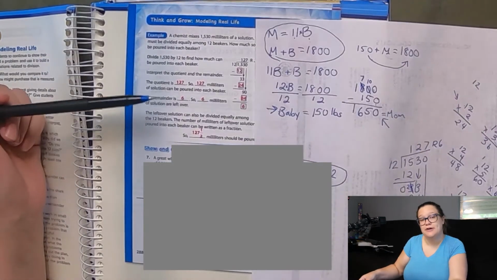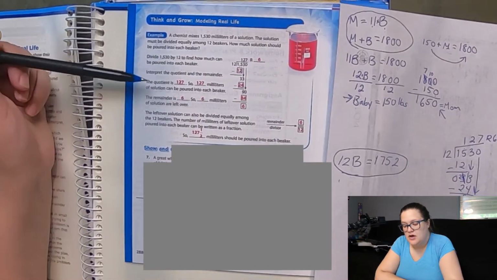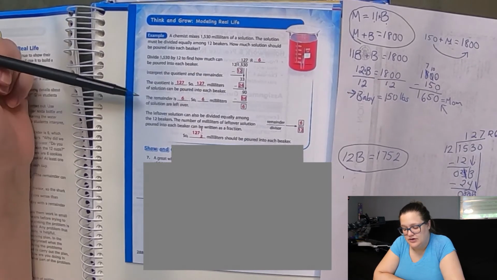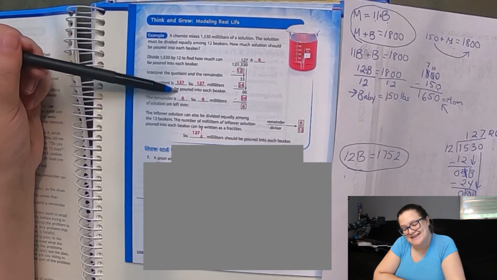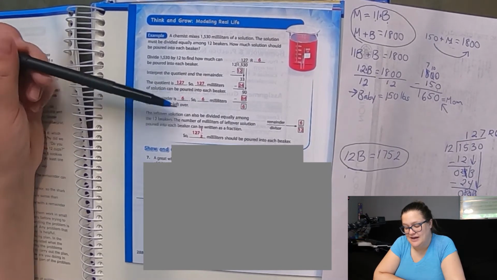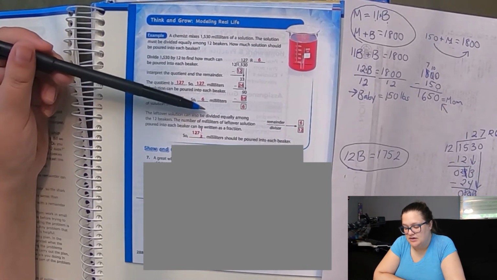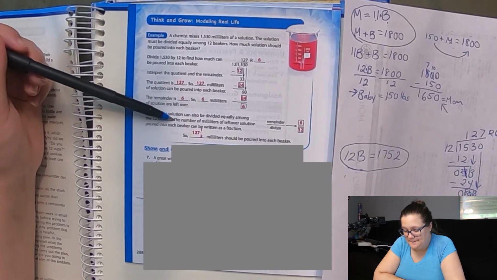Now we need to interpret our answer of 127, remainder 6. The quotient is 127, so 127 milliliters of solution can be poured into each beaker. The remainder is 6. So there are 6 milliliters of solution left over. The leftover solution can be divided equally among the 12 beakers. How do we do that?